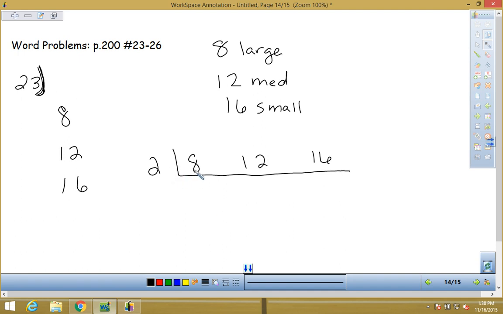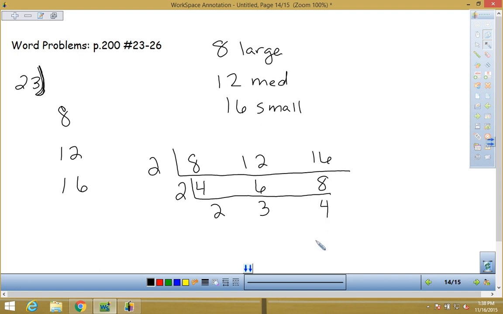2 goes into 8 4 times. 2 goes into 12 6 times. 2 goes into 16 8 times. These numbers are still composite, and they are all even, so I can use 2 again. 2 goes into 4, how many times? 2 goes into 6, 3 times, and 2 goes into 8, 4 times.